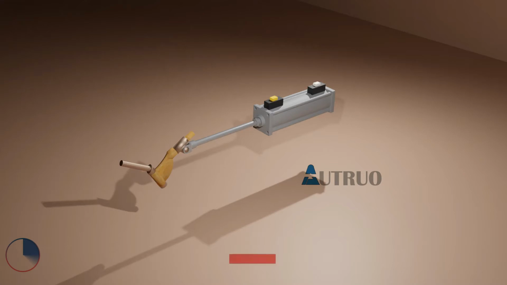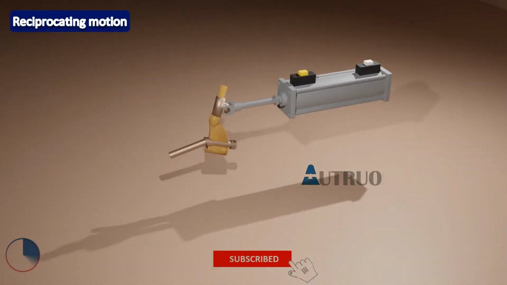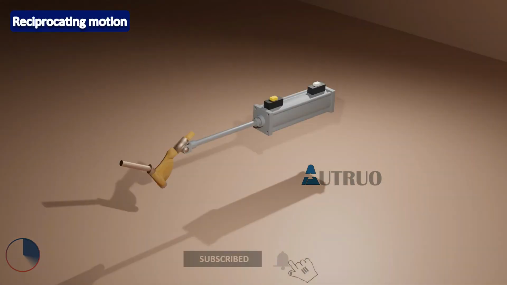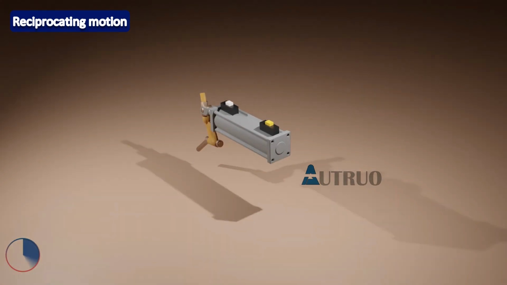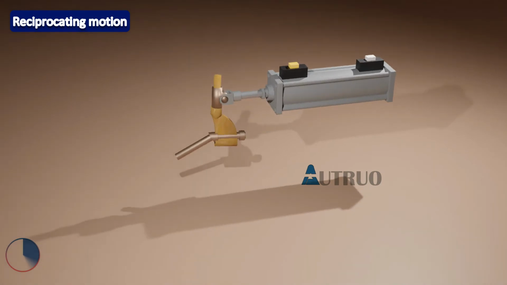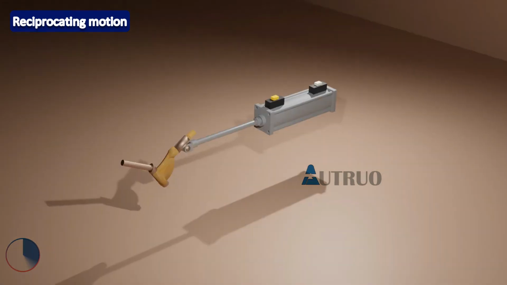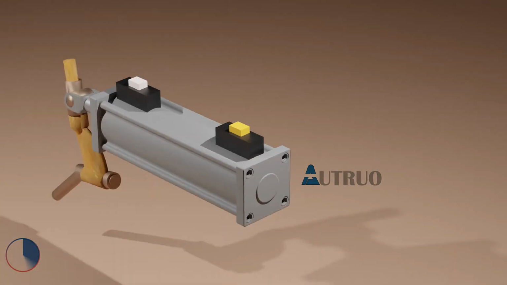Reciprocating motion, on the other hand, is a repetitive motion. That is, the up and down movement of a shaft, or the to and fro linear movement of a reciprocating engine.